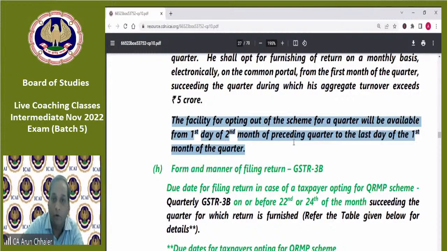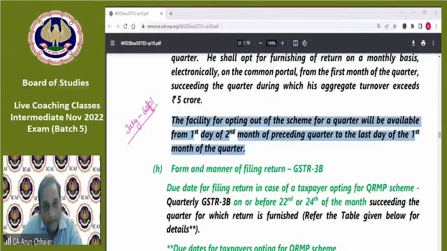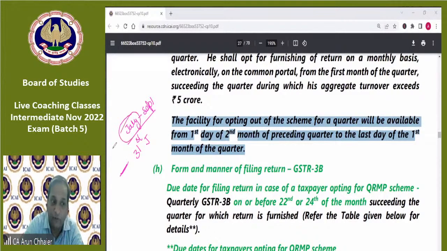Let's say we are talking about the July to September quarter. Then I would like to opt for this quarter. What is the last date? The last date would be 31st July. And this option would be available 2 months in advance. That means the quarter starts from July, so the option would be available from 1st May.